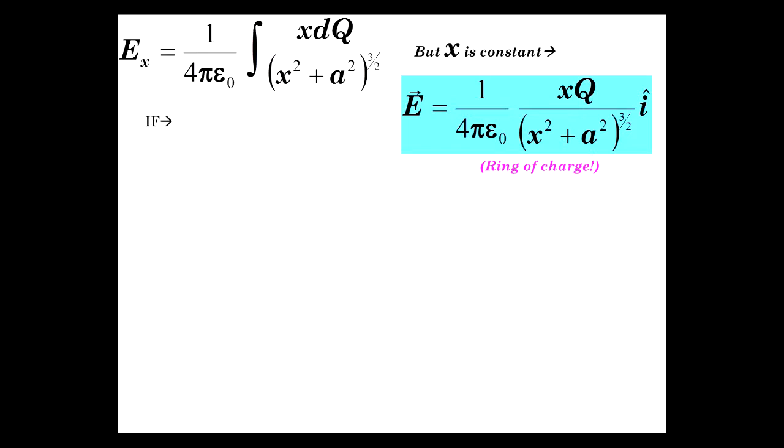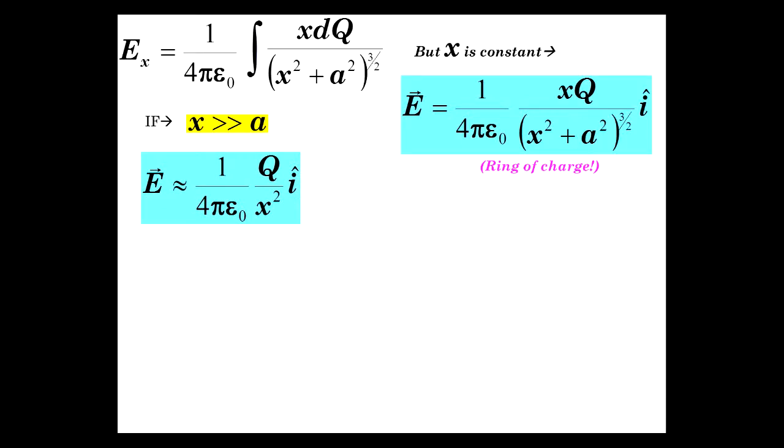Now, if x is much greater than a, well, then the a component essentially goes away. (x squared) to the 3/2, but x up here, so gives us x squared as the result. And as you would expect, it looks like a point charge when you're a long ways away. So that analysis was far simpler, I'm sure you'll agree, than the finite line of charge. Let's move on. So, the disk of charge.